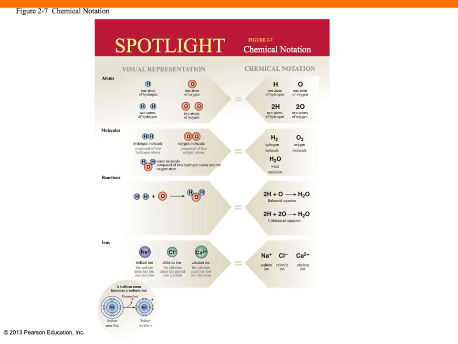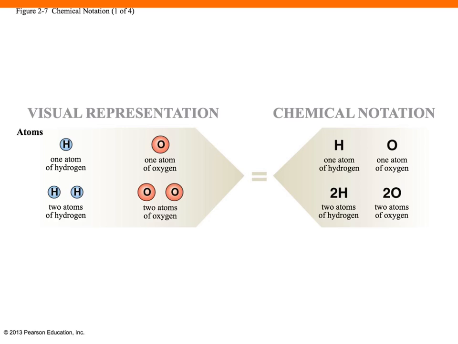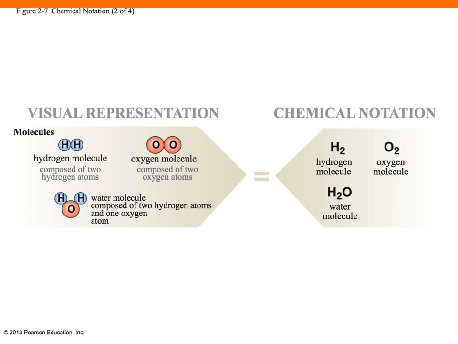This is a spotlight for us to go over chemical notation. The next images are just these in individual form. Here we have a hydrogen atom represented by H, an oxygen atom represented by the letter O. Two hydrogen atoms would be 2H, two oxygen atoms would be 2O. These are molecules. So we have dihydrogen, dioxygen, and water. So dihydrogen is represented by H2, dioxygen is represented by O2, and water is represented by H2O.